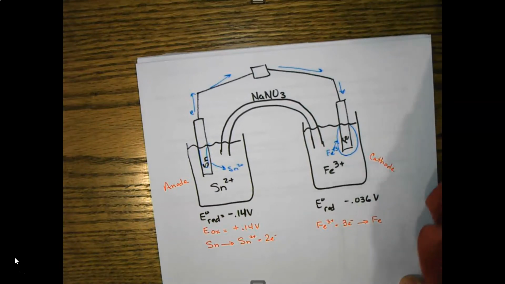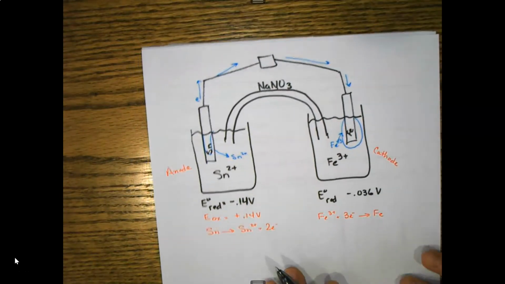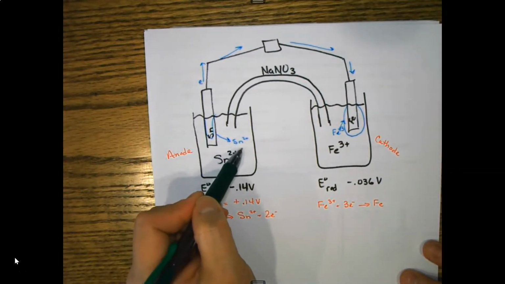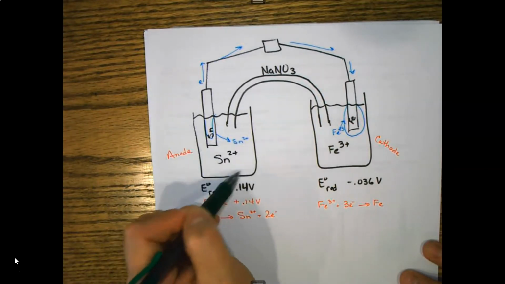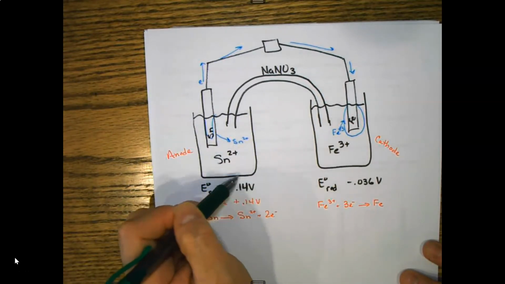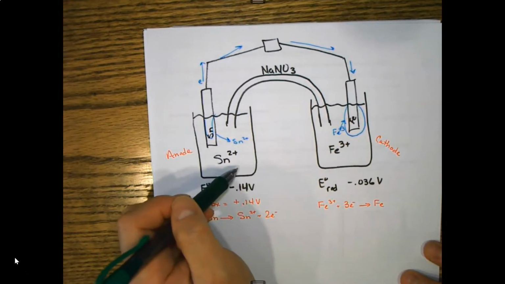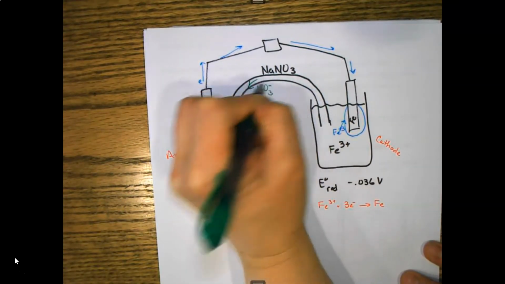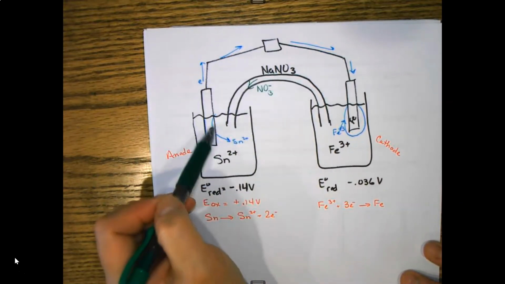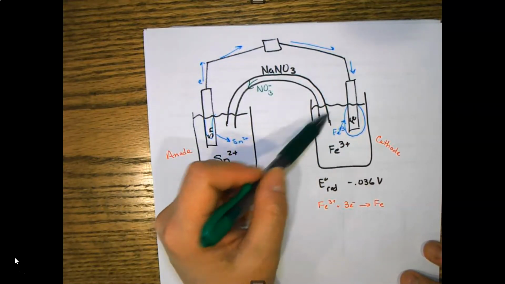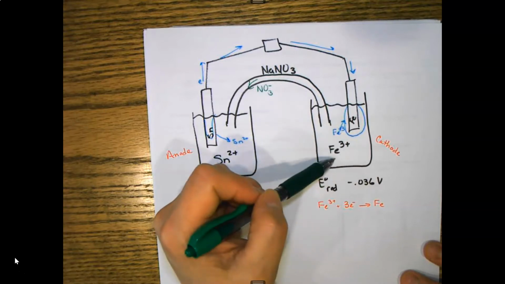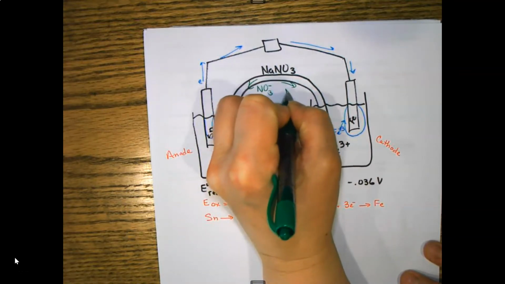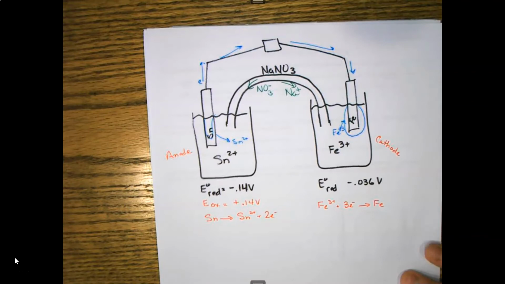Now, if we look at the salt bridge, the one last thing, what has to happen? Well, I'm adding tin ions here, which means the half cell is getting more positive. To keep that from happening, what do I want? I want the anions to flow this way. Here, I'm losing positive charge, so to replace it, I'm going to have the sodiums move in that direction.